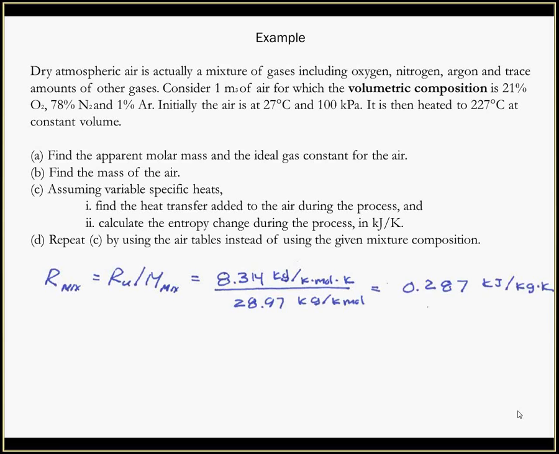Moving right along, I'd like to find the mass of the air. Now you might think that I've already found the mass of the air. You might say, oh, that's 28.97, I already got that. That was assuming that I had 1 kilomole. I don't have 1 kilomole.